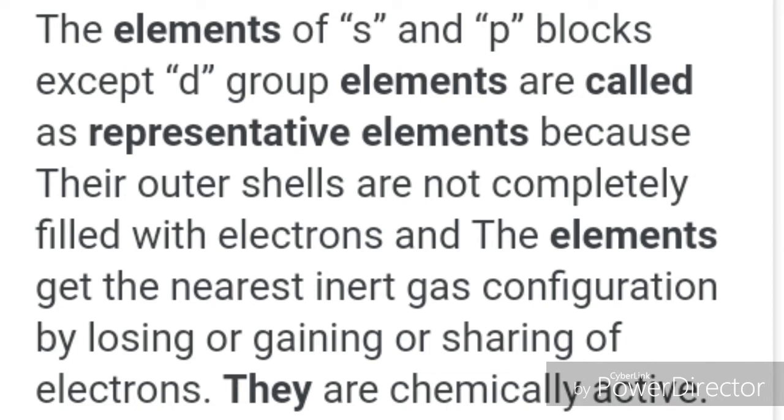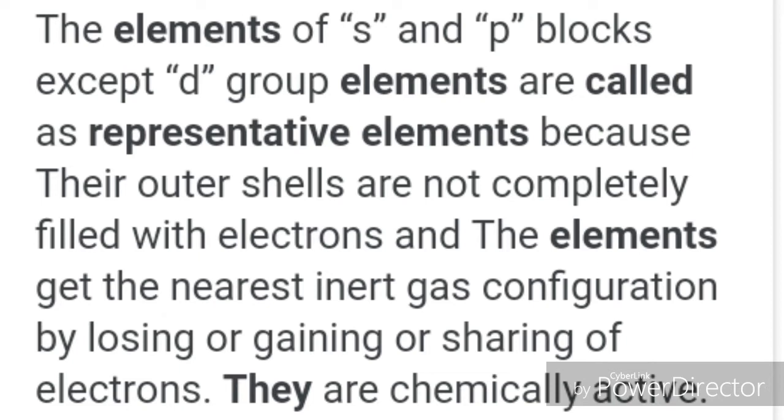S block and P block elements are together called representative elements because their outer shells are not completely filled with electrons, and the elements get the nearest inert gas configuration by losing, gaining or sharing of electrons. They are chemically very active.